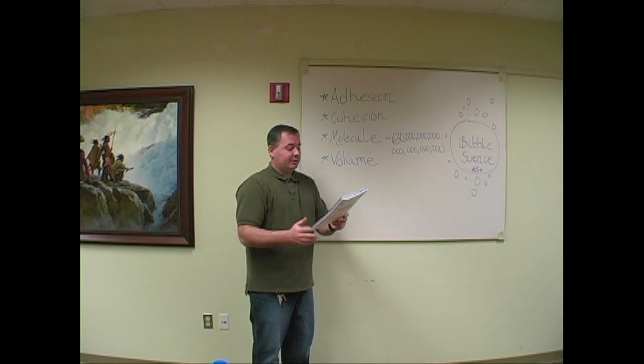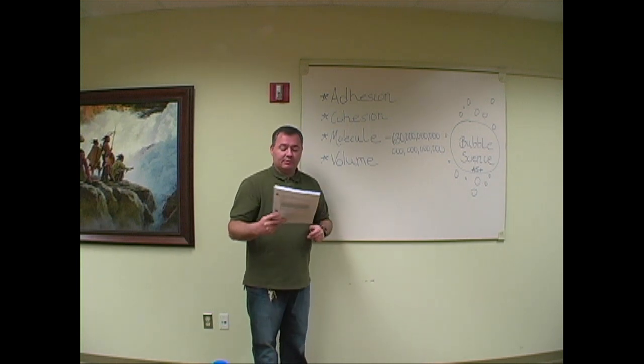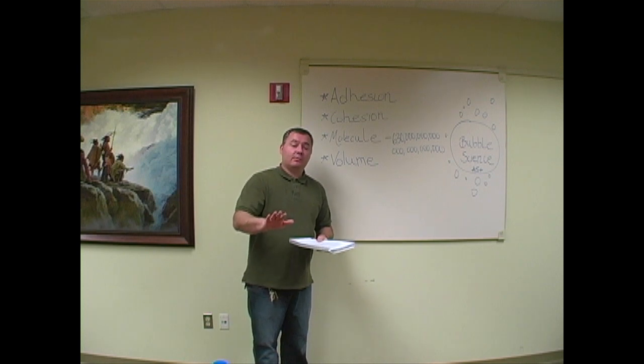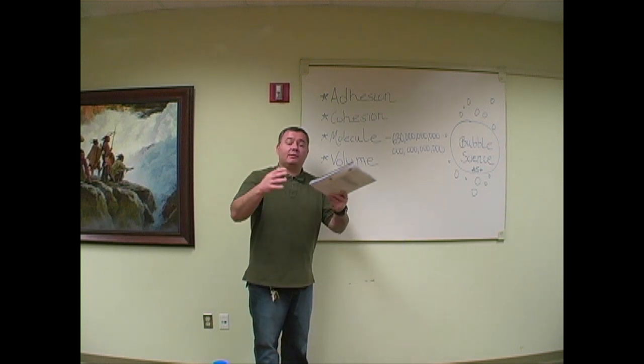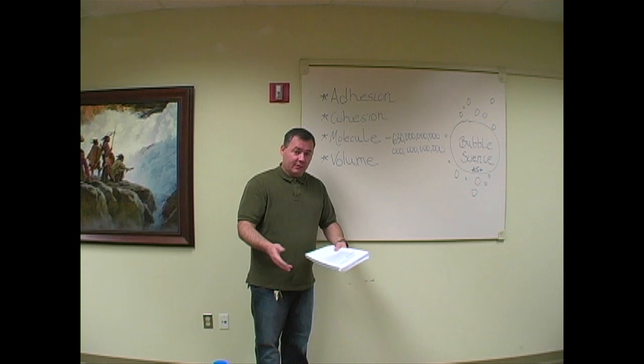And the fourth word is volume. The amount of space which something takes up. The volume of a bubble is the amount of space taken up by the bubble. So depending on the size of the bubble, that will change the volume of the bubble. If it's a larger bubble, it has more volume, the space that it takes up. If it's a smaller bubble, it'll take up less space, therefore having less volume.